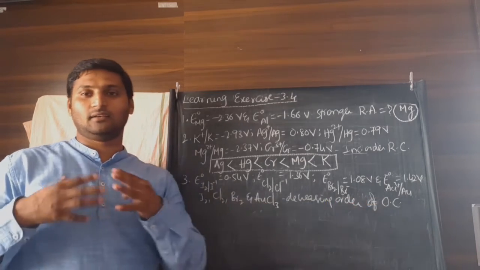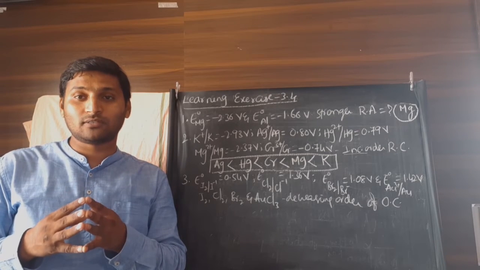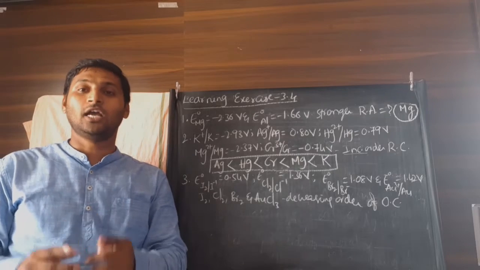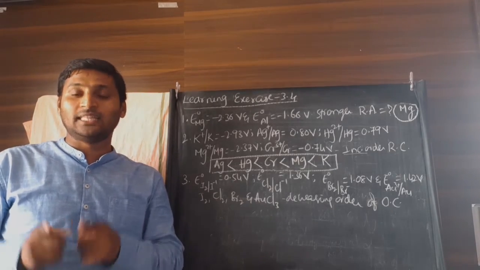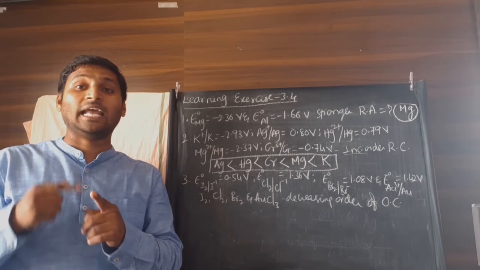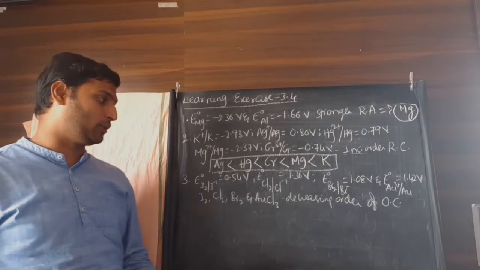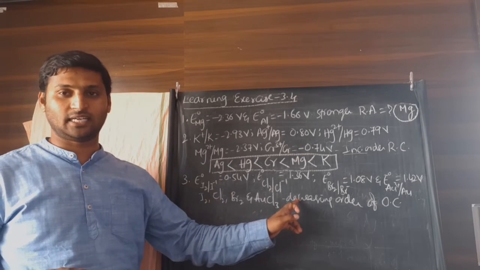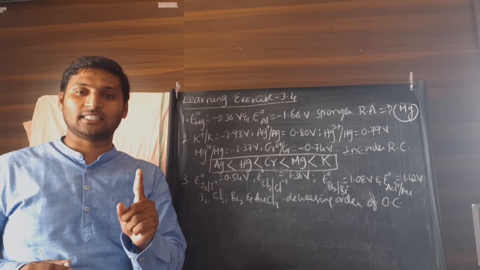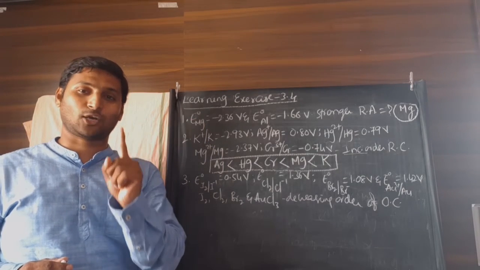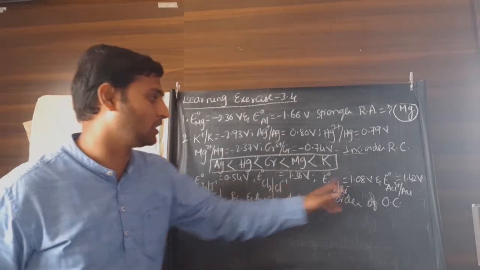oxidizing capacity. The strong oxidizing agent is the one which readily undergoes reduction. For the tendency of reduction to be greater, the electrode potential also should be greater. So oxidizing capacity is directly proportional to the electrode potential. You want the highest first. Decreasing order means highest first. Strongest oxidizing agent is the one which has got the highest electrode potential. Which one here has got the highest electrode potential?